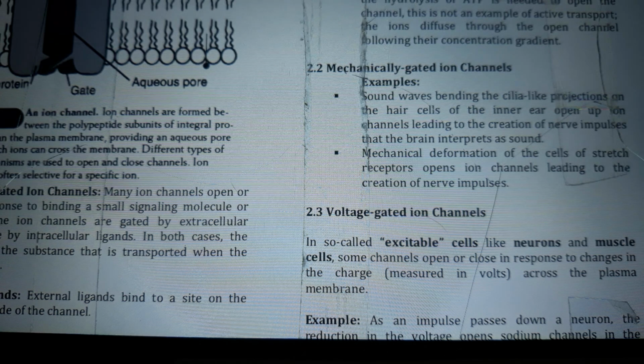are ligand-gated ion channels. For that, you can see the figure of ion channels. Ion channels are formed between the polypeptide subunits of integral proteins that span the plasma membrane, providing an aqueous pore through which ions can cross the membrane. Different types of gated mechanisms are used to open and close channels. Ion channels are often selective for a specific ion.